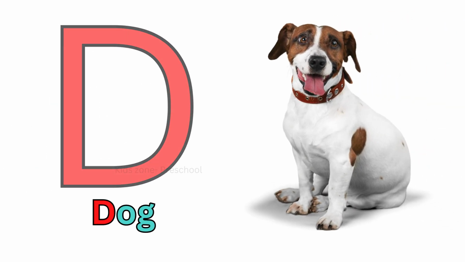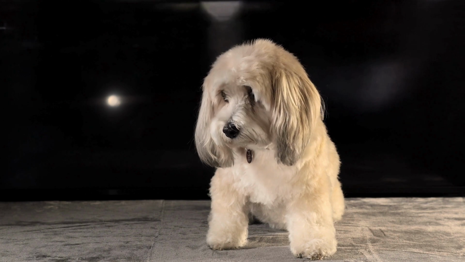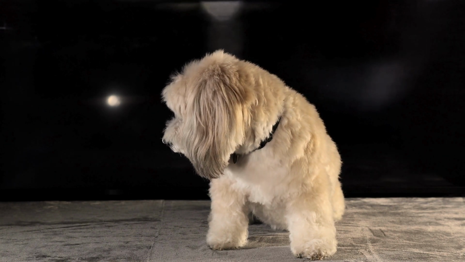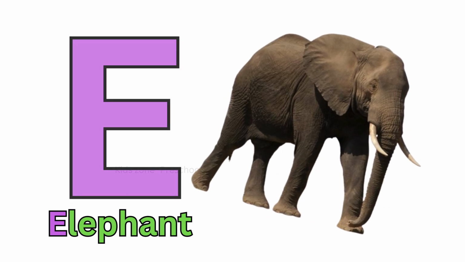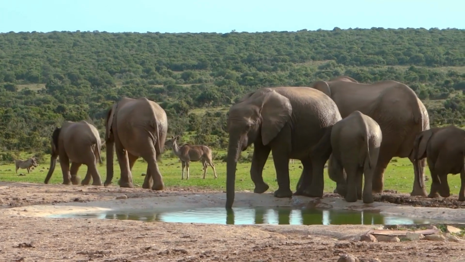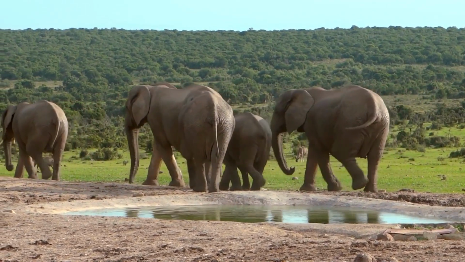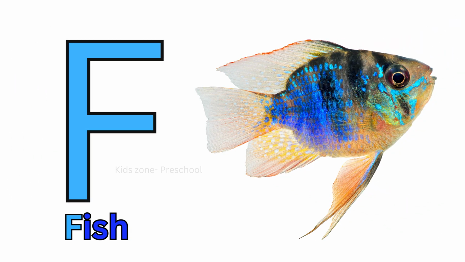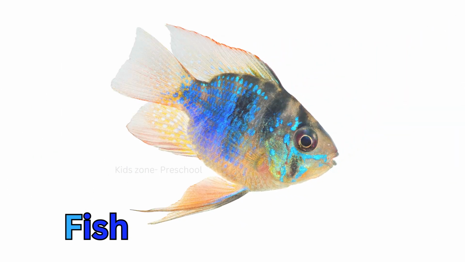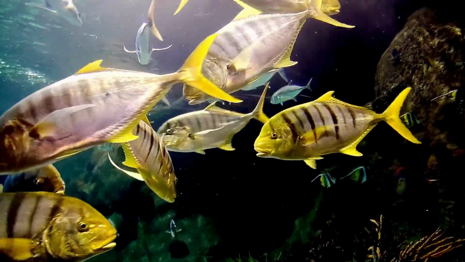D. D for dog. Dog. E. E for elephant. Elephant. F. F for fish. Fish.